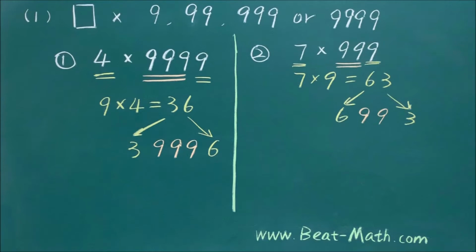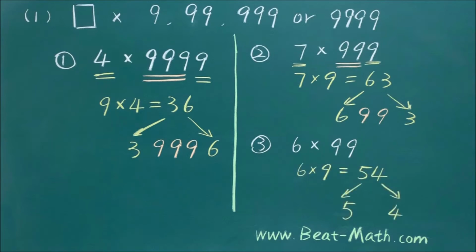Then how do you calculate 6 times 99? It's the same process. Multiply 1 nine by 6 and get 54. We put 5 in the first and 4 in the last position. Then we put the other 9 in the middle and get 594. You can use this method to calculate any one-digit number multiplied by 9, 99, 999, or 9,999, and so on.